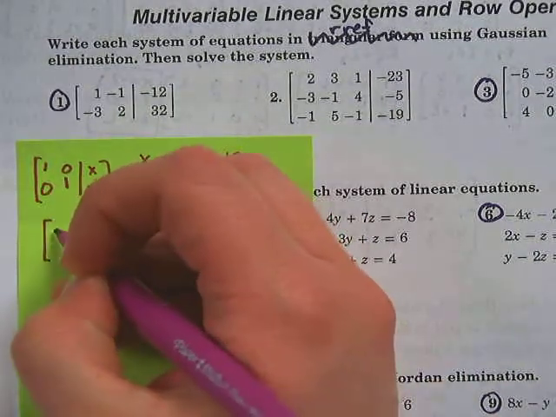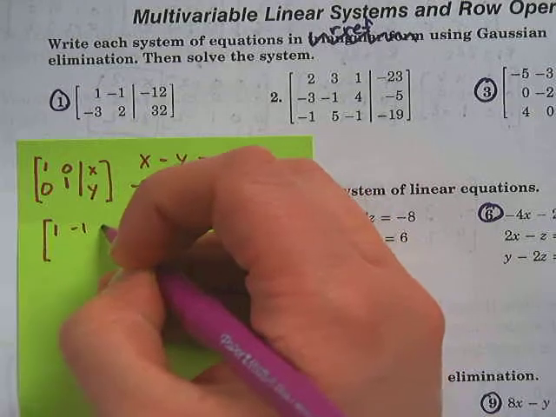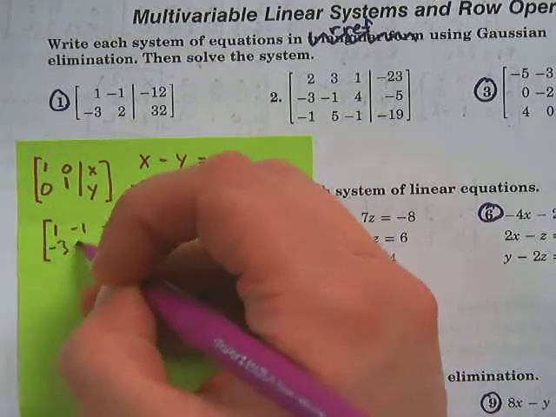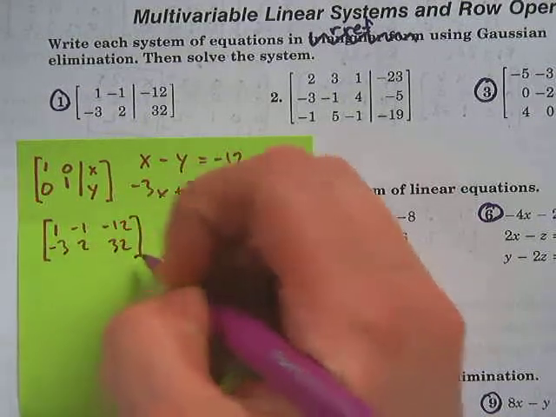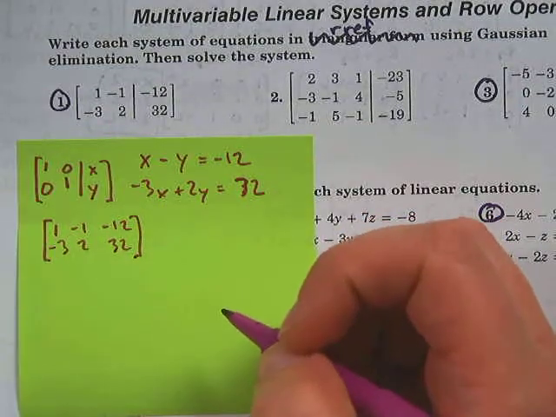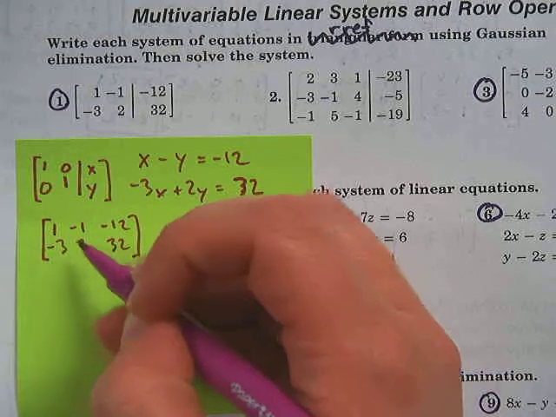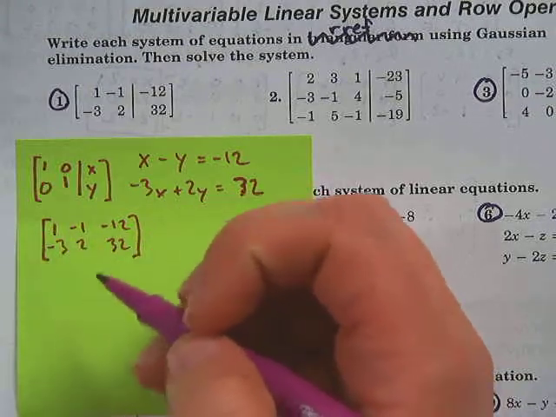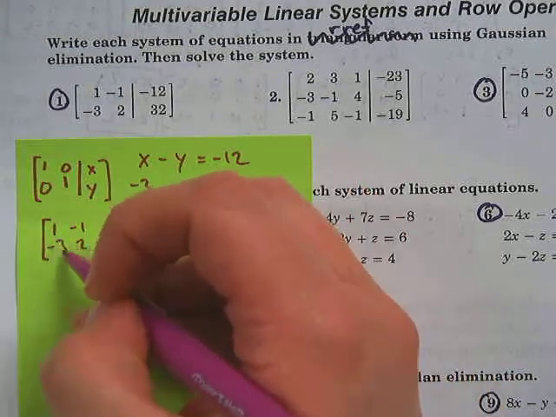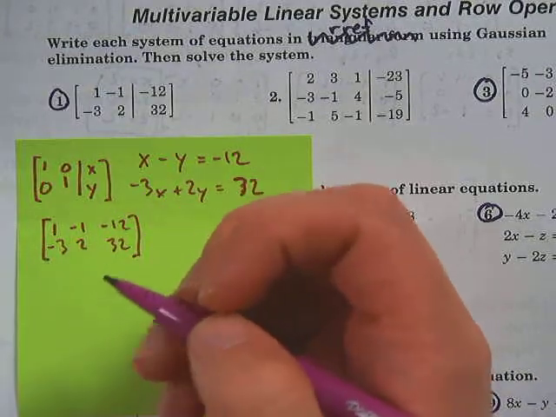And this is a simple one. We've got 1, negative 1, negative 12, negative 3, 2, and 32. Okay, so the first thing we're going to do, we want to get ones on the main diagonal here, which we've already got a 1 right here. So that's good, but we want to get this number below it to be a 0.